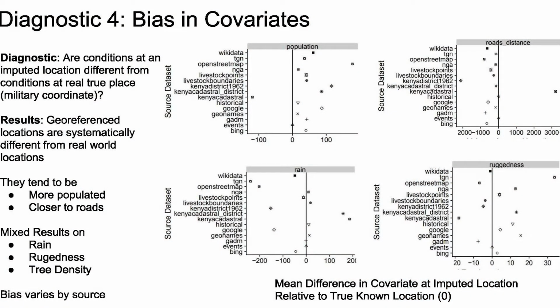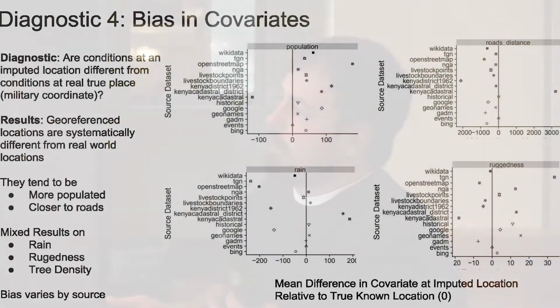The fourth kind of diagnostic is going to be bias in the covariates. As before, we want to know if the kind of point that a true coordinate exists at is going to be really similar to an imputed coordinate for that same location. So I'm going to look at four covariates specifically, and I'm going to break it down by different sources. This one here, population: 0 is going to be the baseline. This is for military coordinates. And then for every one of these, it's going to be the difference between how populous the point that was imputed was relative to what it should have been.